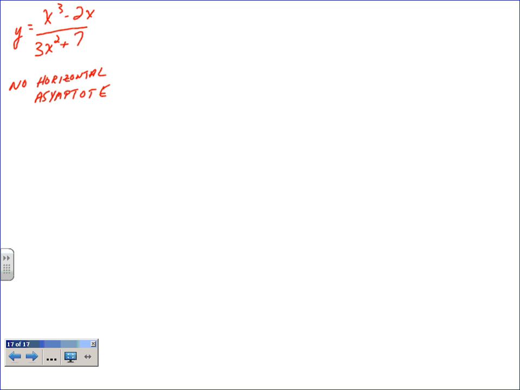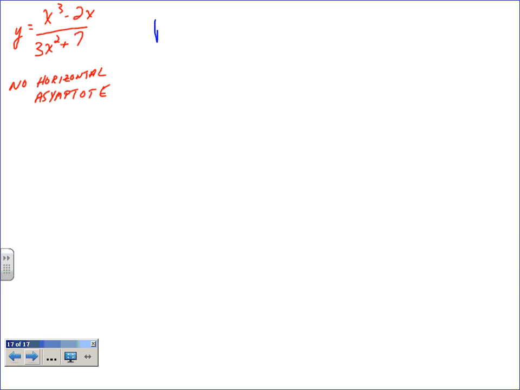Less on top, y equals 0. If it's the same, you look at the leading coefficients. If it's greater on top, then there's no horizontal asymptote. Is that clear so far? All right. So, here's a problem.